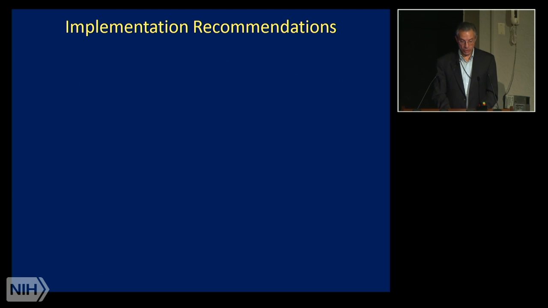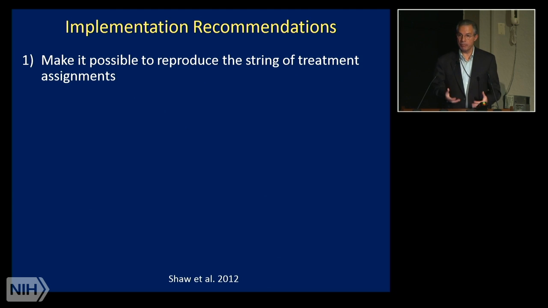So, implementation recommendations. This is like practical implementation recommendation. Make it possible to reproduce the string of treatment assignments. I'm pretty sure FDA requires that. In other words, if FDA wants to say, well, how did you do your randomization? This is the way. Well, I would like to reproduce it. And they can reproduce it. You're going to say, well, how do they reproduce a randomness?